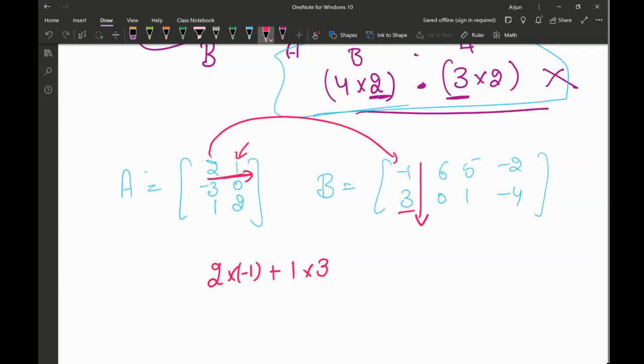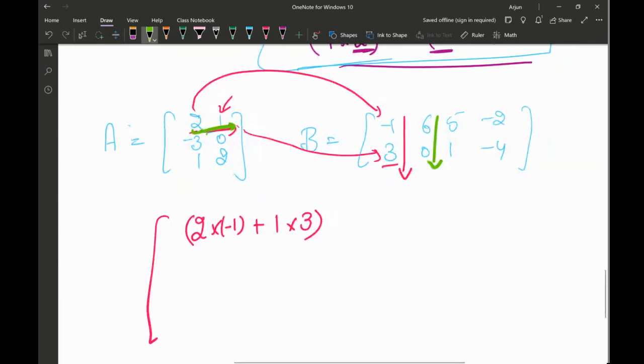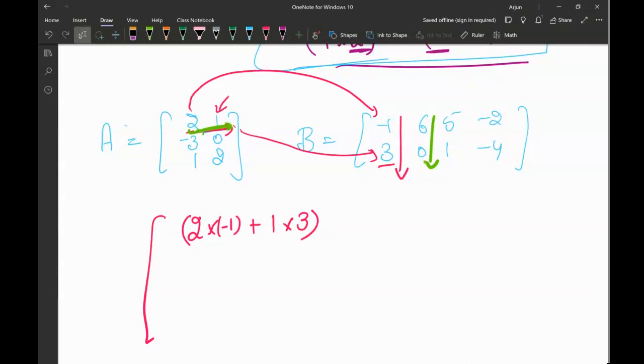So this 2 goes with this one and 1 goes with this one, and that's going to give me the first element of the matrix. And then again I will use this one. So this one multiplied by this second one is going to give me the second element. That will be equal to 2 times 6 plus 1 times 0. That will be the second element of the first row.